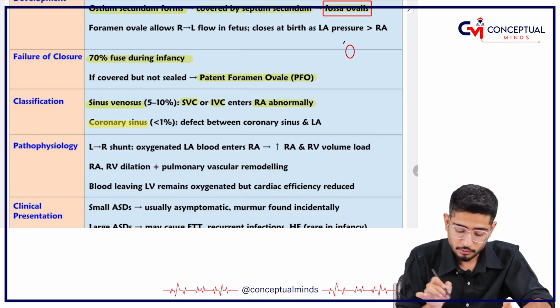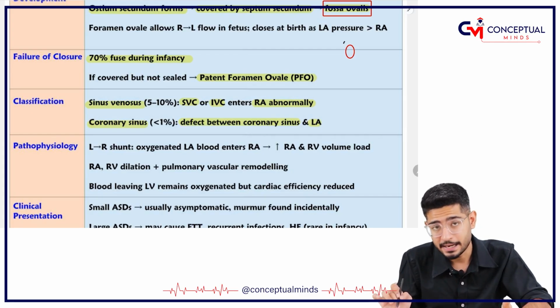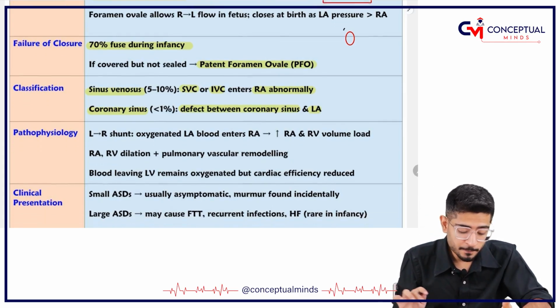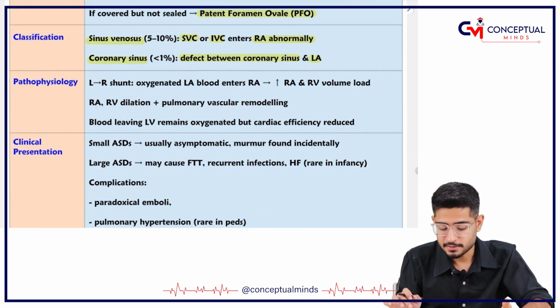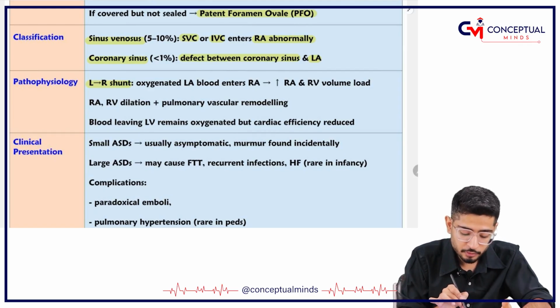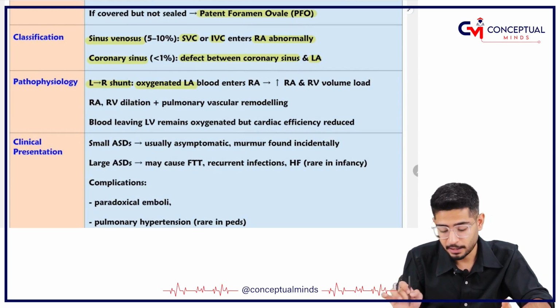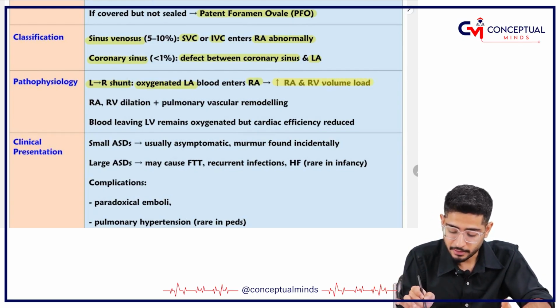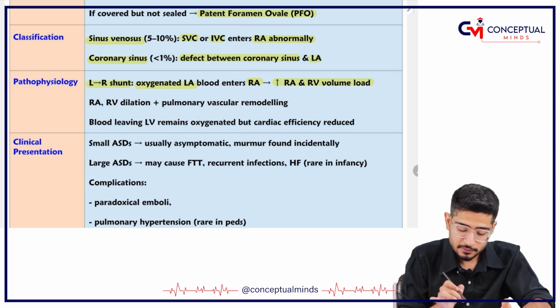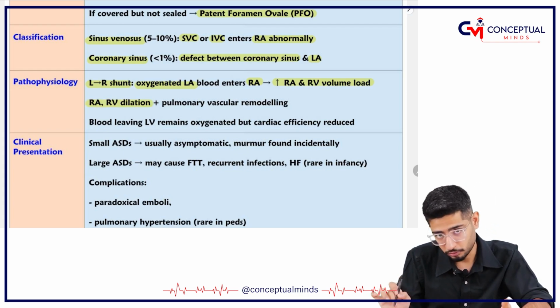And what is coronary sinus? That's actually a defect between the coronary sinus and the left atrium. Alright. So what is the pathophysiology? Please understand that now the left to right shunt is going to come. So oxygenated left atrial blood is going to go into the right atrium. There will be an increased amount of blood in the right atrium and right ventricle. That's why the right atrium and right ventricle are going to dilate.